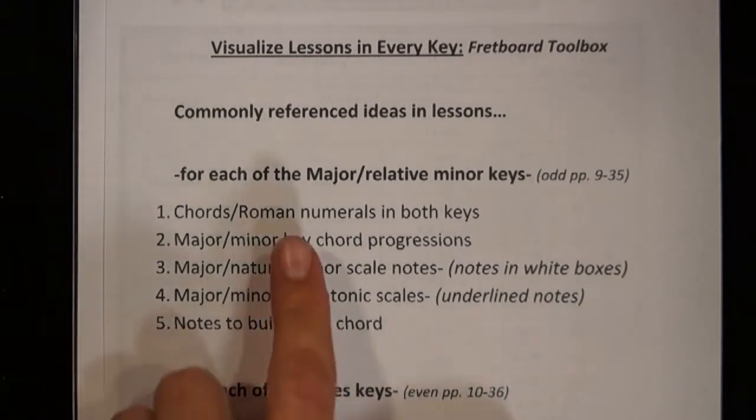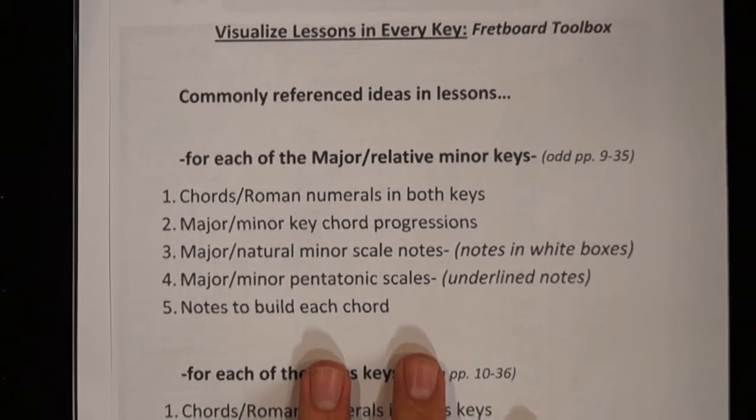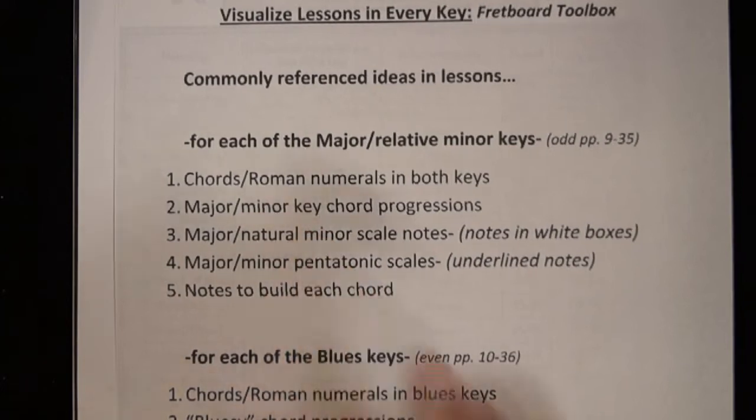So anyways, the first idea is for each of the major and relative minor keys, we want to be able to see what are the chords and Roman numerals in both keys, major and minor key chord progressions, major and natural minor scale notes, major and minor pentatonic scales, and then how to build each chord.